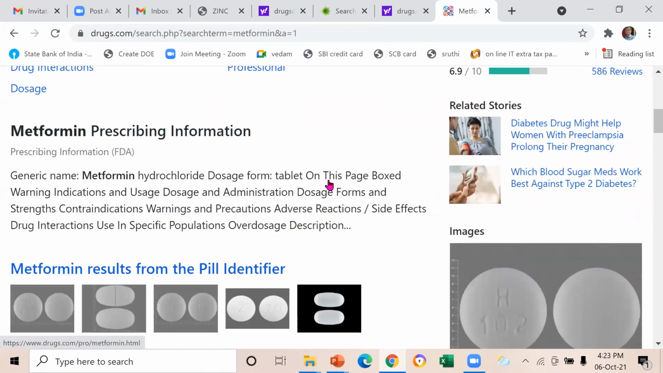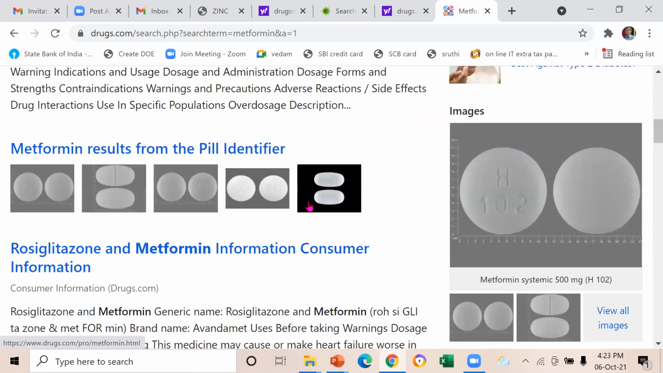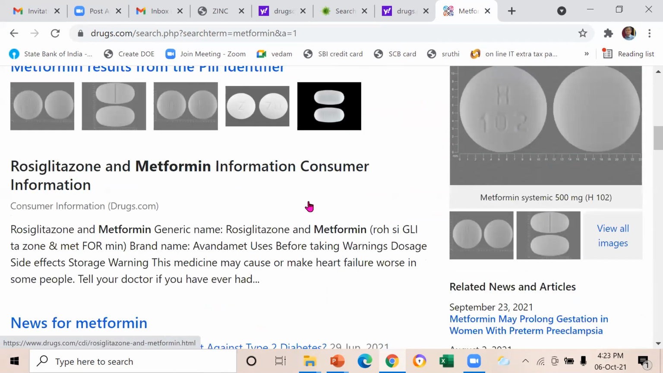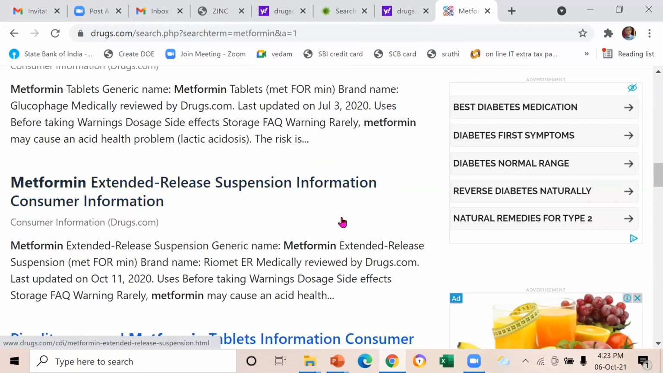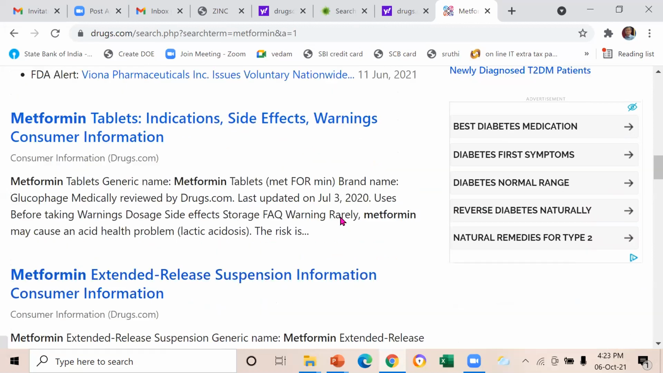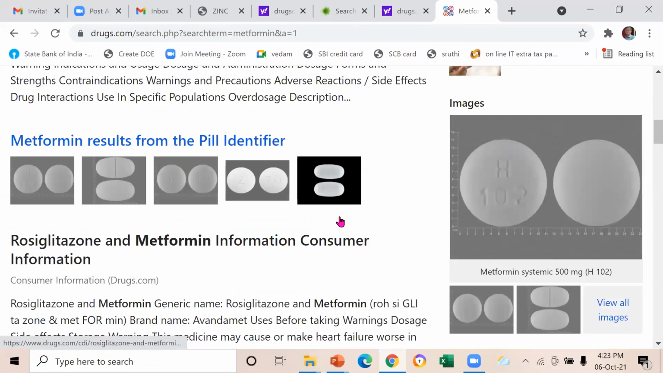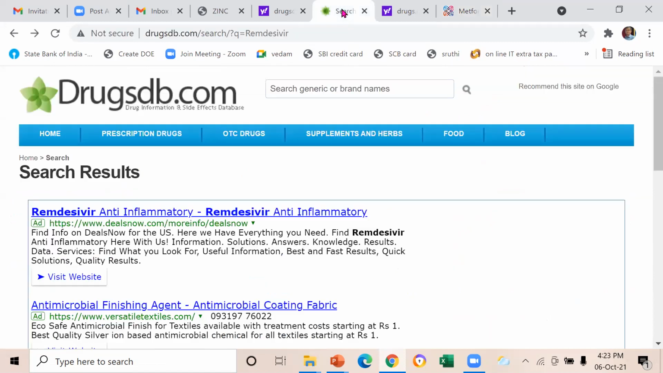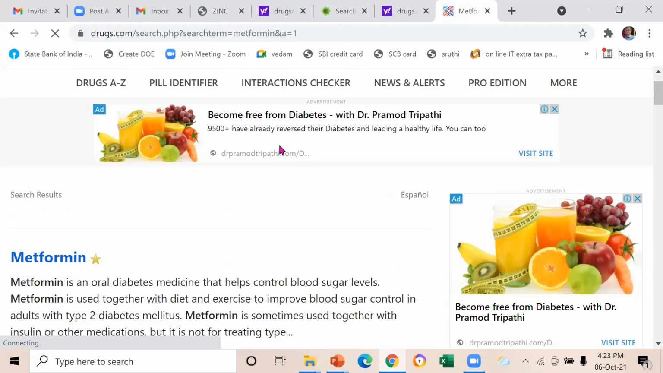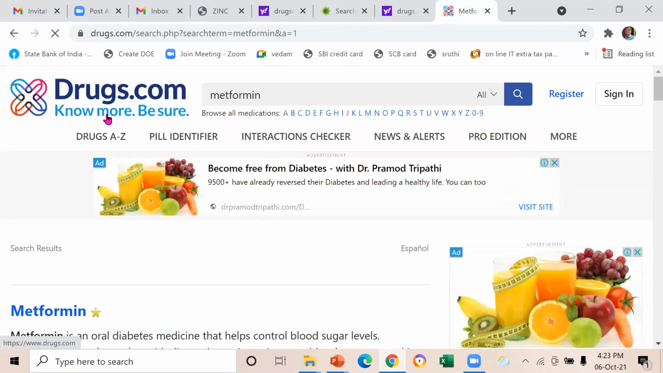So it gives you information about prescription information. It will give you information about the news on metformin. It will give you information on side effects and warnings, because they are all drugs. So you'll get quite a lot of information about the drug. So if you are interested in looking at only drugs, then try to use drugsdb.com, and then you can use drugs.com.